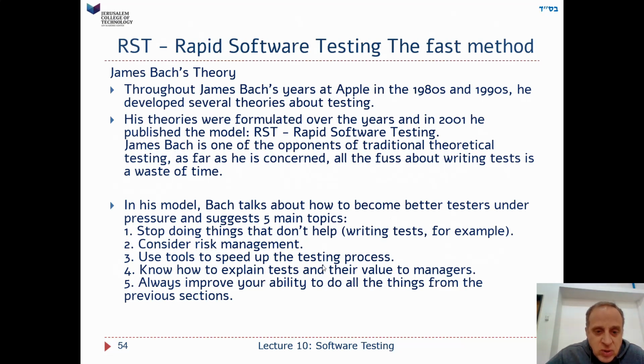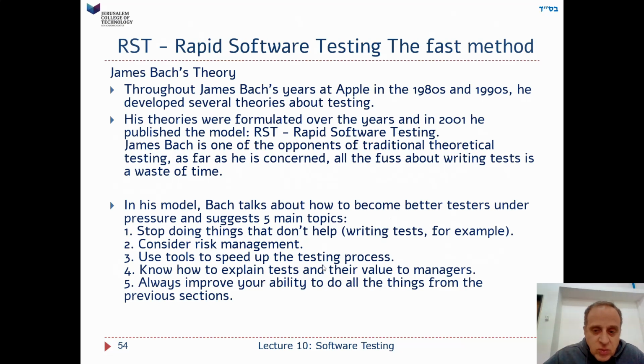So he says, stop doing things that don't help, like writing tests. Consider risk management. What are our risks and which risks are bigger, and only deal with those. Use tools to speed up the testing process. How to explain tests and their value to managers. We have to think about that. We can't just have a test and the manager may just say, okay, whatever, maybe it's a stupid test. Tell them the importance of the test, or which tests are important and which ones are not. Always improve your ability to do all the things from the previous sections.